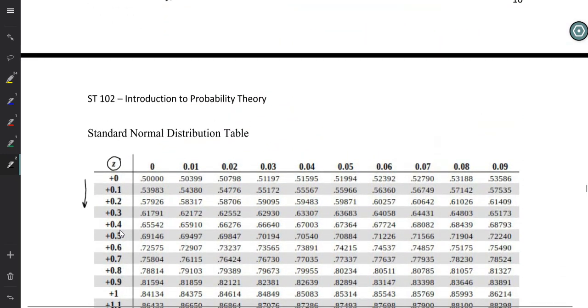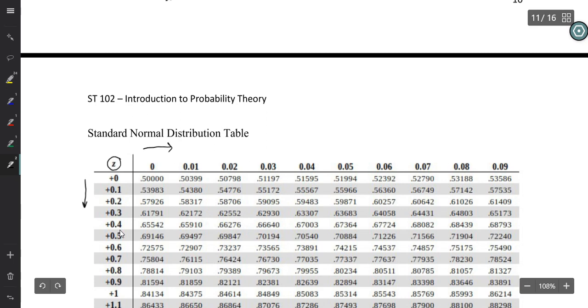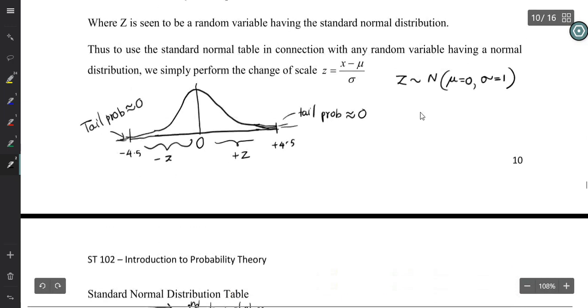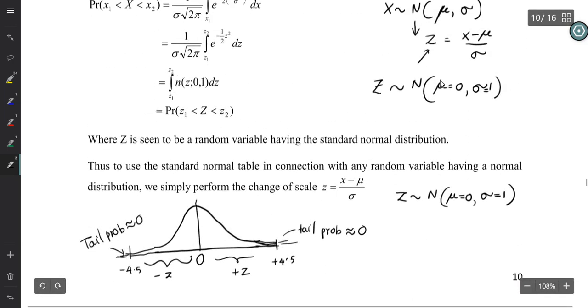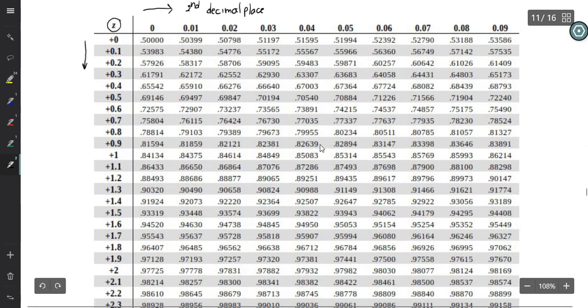And then from left to right, what do you see? You see 0, 0.01, 0.02, up to 0.09. These are the second decimal place of your z-score. So usually after you calculate this z-score, we round it up to 2 decimal places. Then only we can read the table.